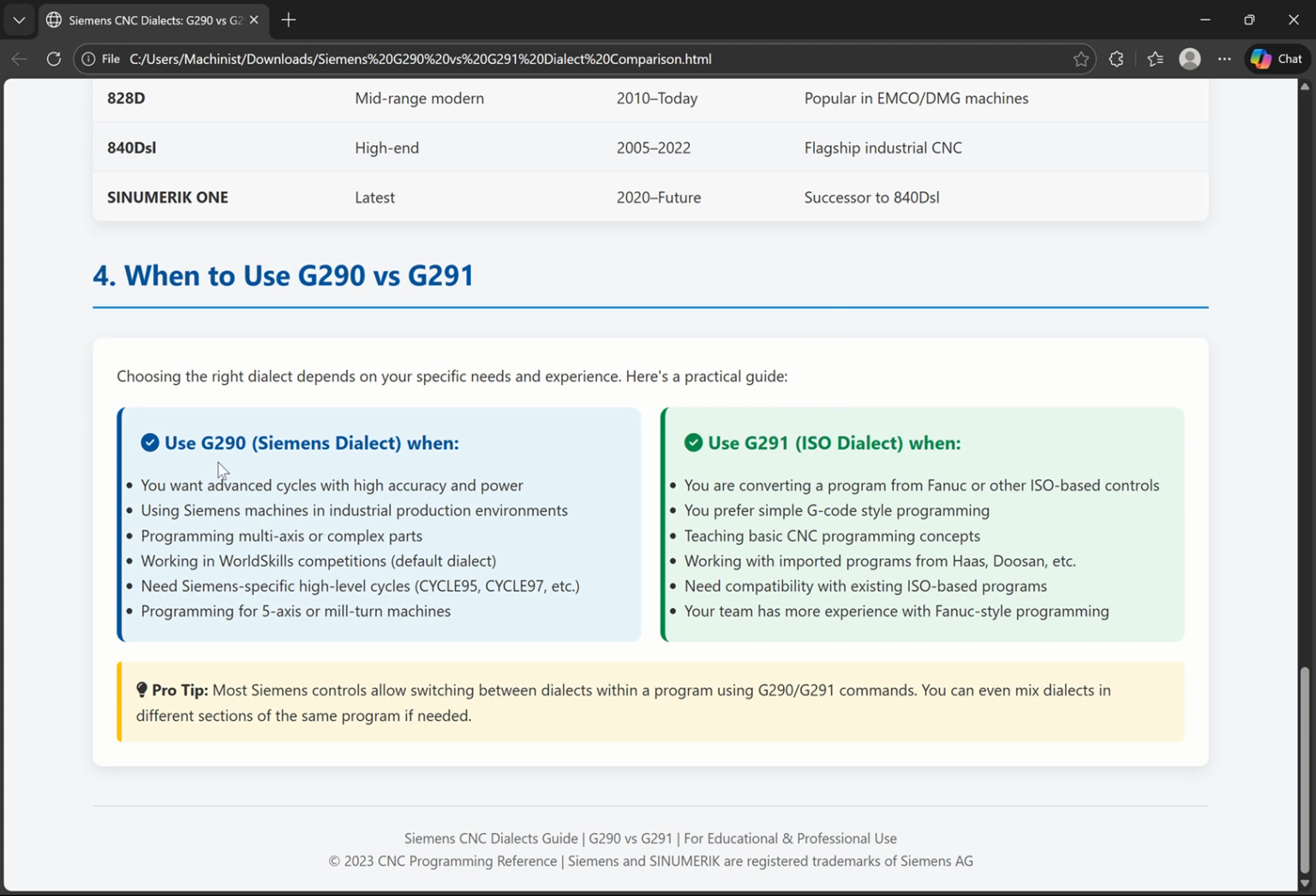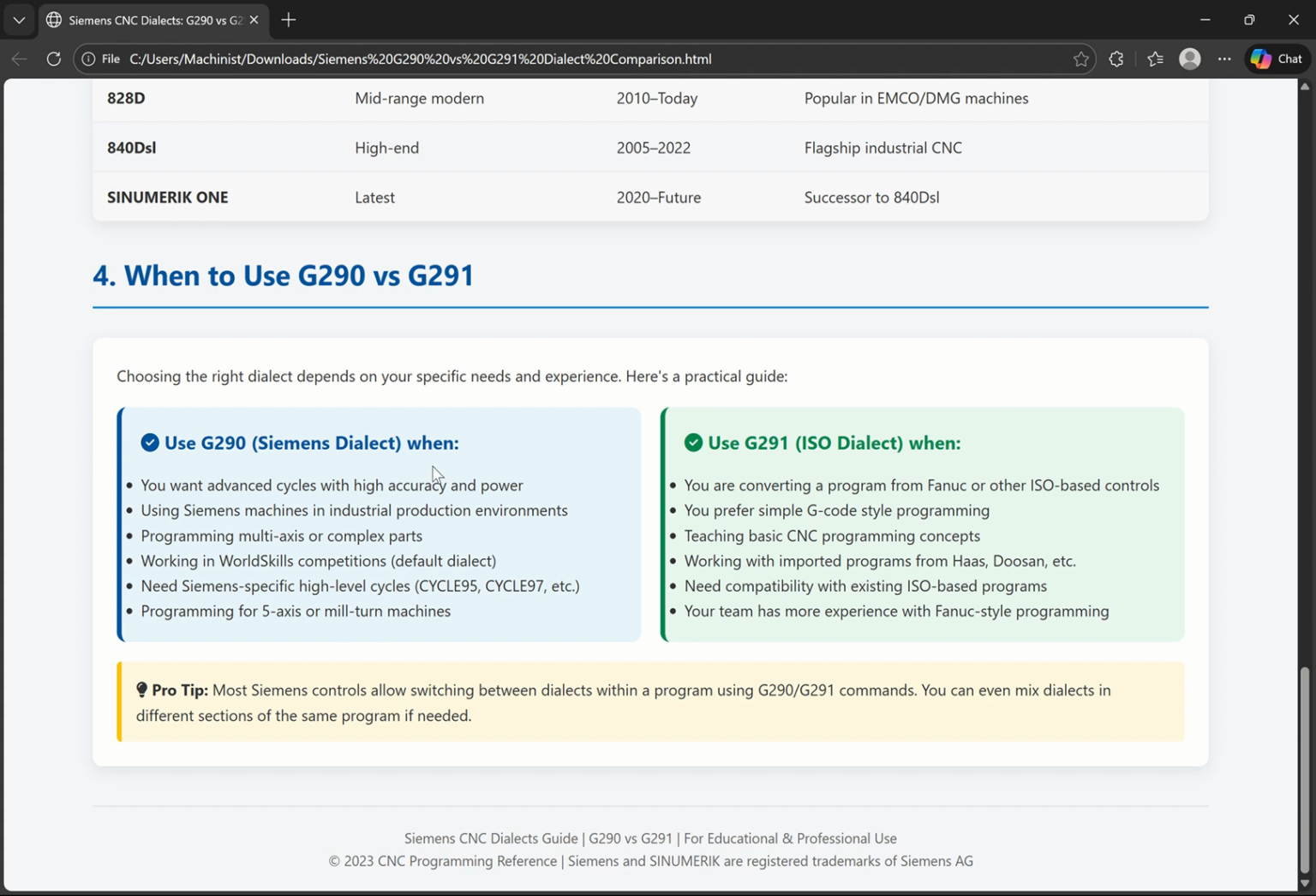Normally, G290 is advanced cycles. They are normally used for advanced cycle accuracy and power. They are normally used in Siemens controllers, programming all the multi-axis or complex parts. They can be used in high-end cycles like CYCLE95 up to CYCLE99, and also 5-axis.